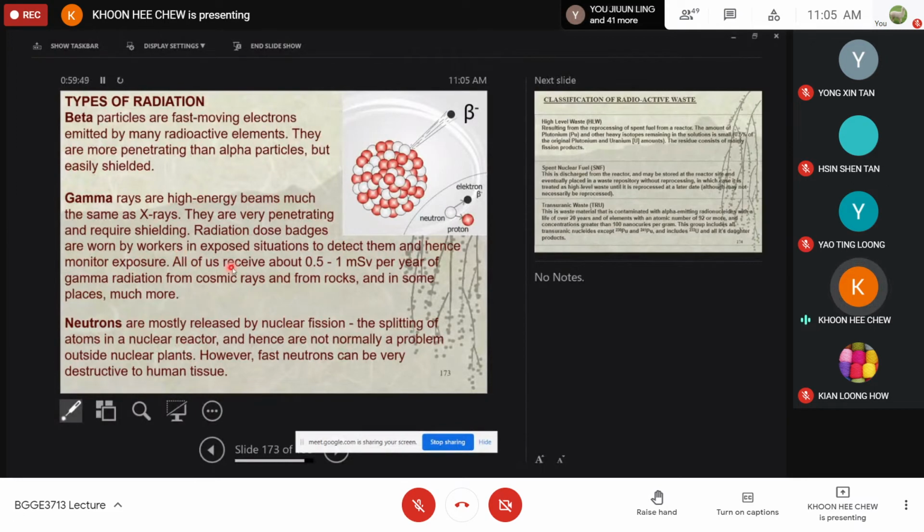All of us receive 0.5 to 1 milli-sievert per year of gamma radiation from cosmic rays, from the rocks and some other places. So naturally we are also exposed to gamma rays.